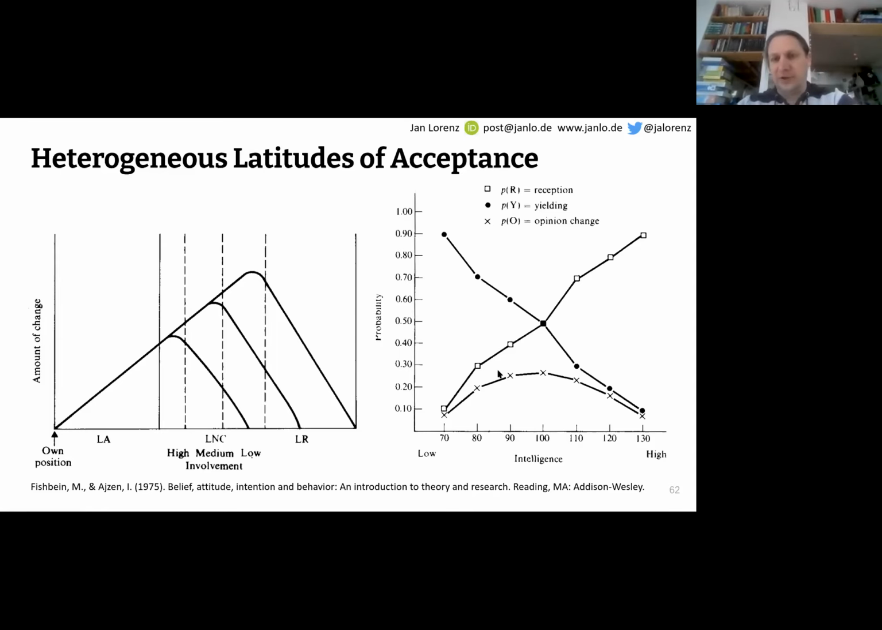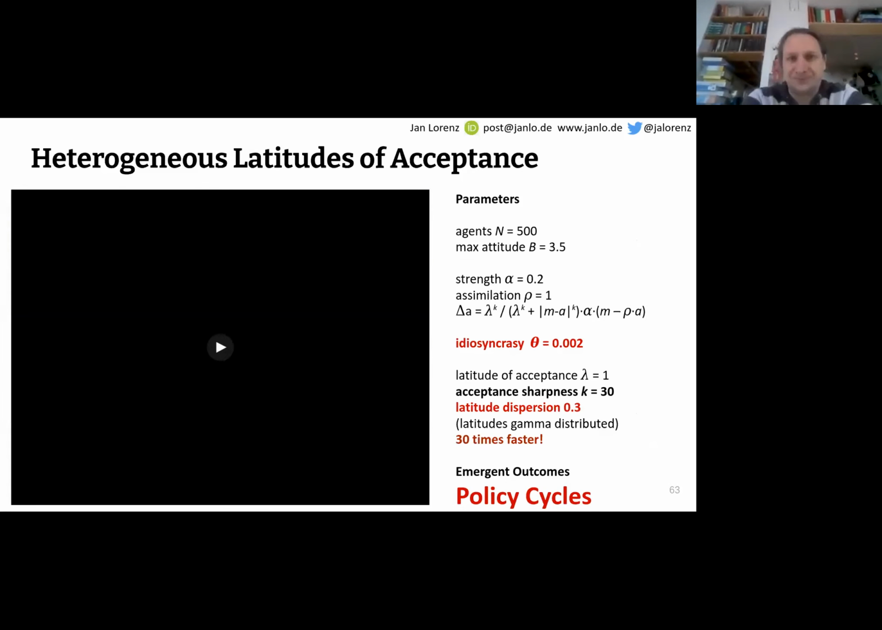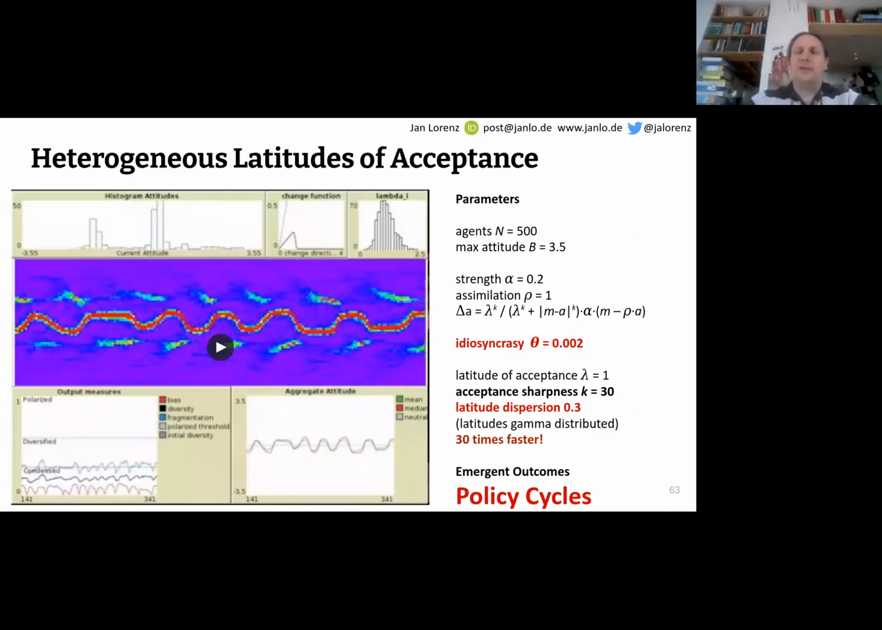And here is some, I think it's also experimental data, but this is the intelligence scale. And then the idea is, what is the probability that you change, or how much do you change? When you are fairly clever and get new information, then you understand what the other person is doing, but you don't learn anything new because you already know it. But when you are very stupid, it's the other way around. You just don't understand what the other person is doing. Only when you're intermediate, the influence is high. That's the basic idea.